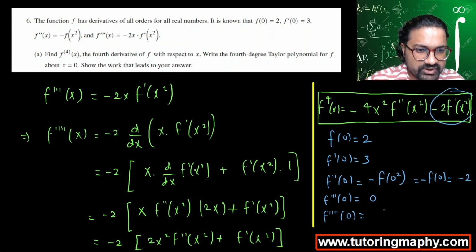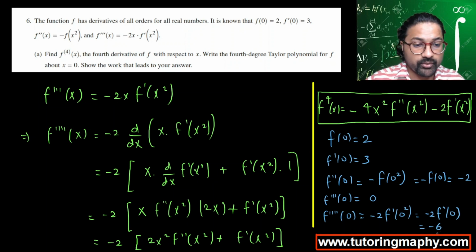And this will become just negative 2f prime 0 times 0 square. 0 square is 0, and yeah, it's negative 2 f prime 0. Just getting a little lost for a moment, but f prime 0 is 3, and negative 2 times 3 is negative 6. Whew. So we have all the zeros written over here for the fourth degree.